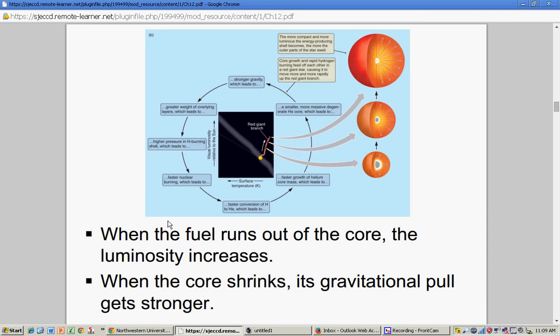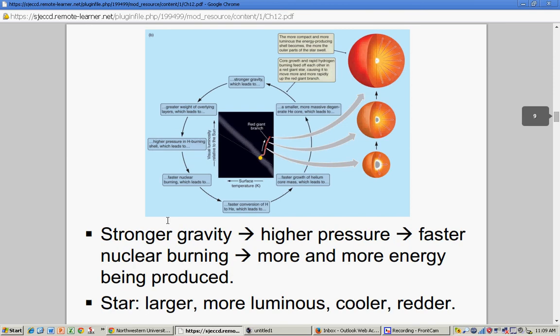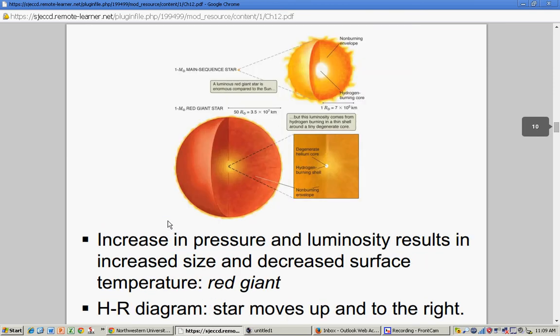So what happened in this stage, and that's what you should be reading, is that the core slowly contracts and the shell surrounding the core is where fusion reactions take place, where hydrogen is fused into helium. Now you have a burst of energy production, not in the core but in the shell, and that is enough to expand the outer layers of the star.